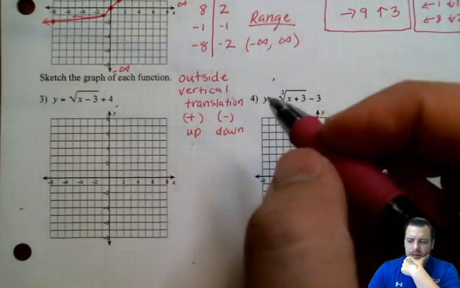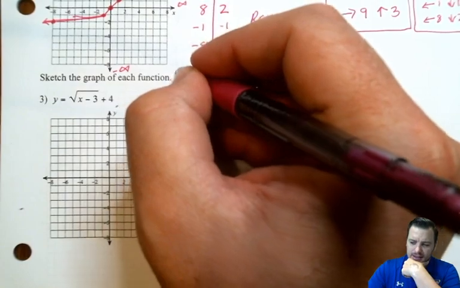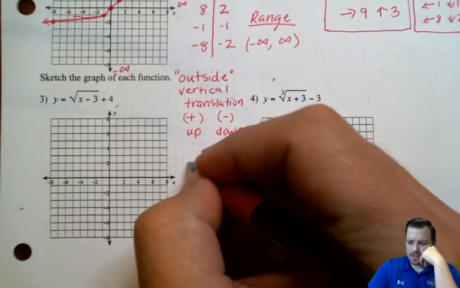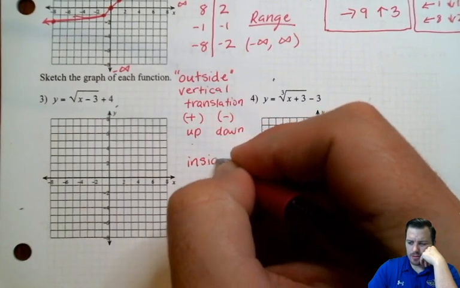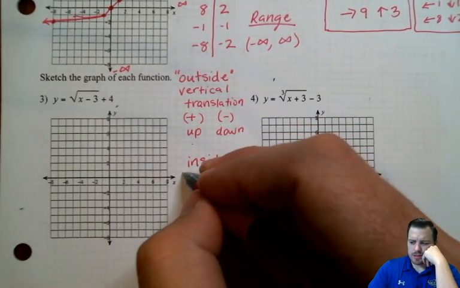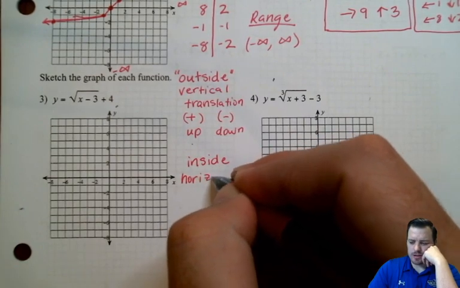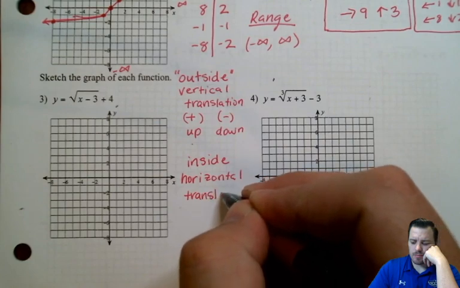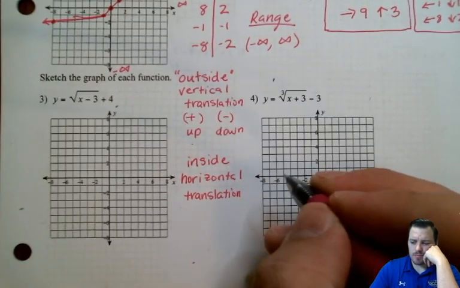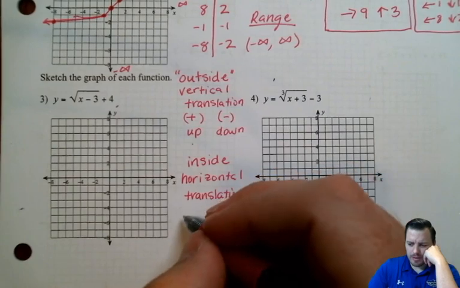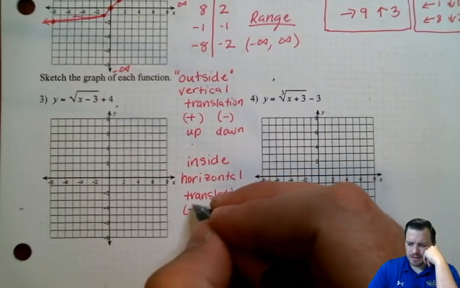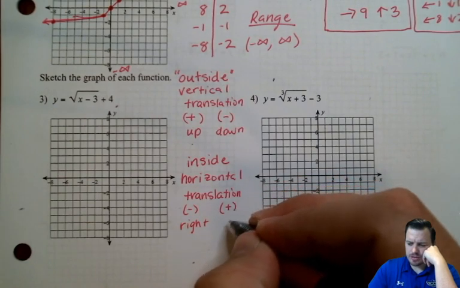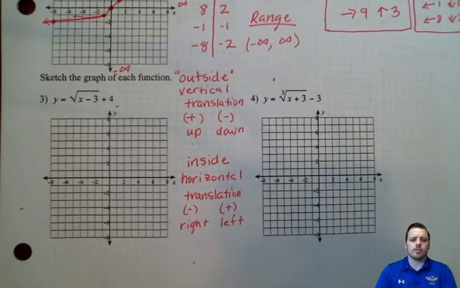All right? And then who remembers what the inside does? If it's on the inside, like with the square root or inside the parentheses, what does an inside do? Which is what we call a horizontal translation. And now remember, this is opposite. If it is negative, you go to the right. If it's positive, you go to the left. So those are opposite than normal. Okay?